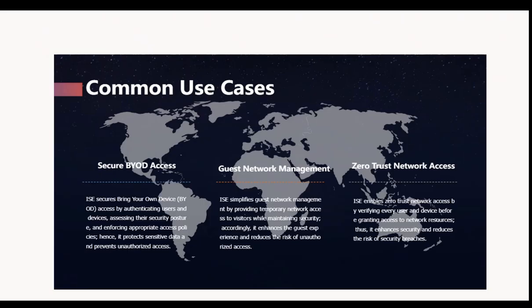Now, the real world use cases. Some of the common use cases are secure BYOD access, guest network management, zero trust network access. So ICE secures BYOD access by authenticating the user devices and assessing their security posture, enforcing appropriate policies, hence protecting the sensitive data and preventing unauthorized access. Guest network access can be simplified by providing temporary network access to visitors while maintaining security, and zero trust network access also by verifying every user and device before granting access to network resources.